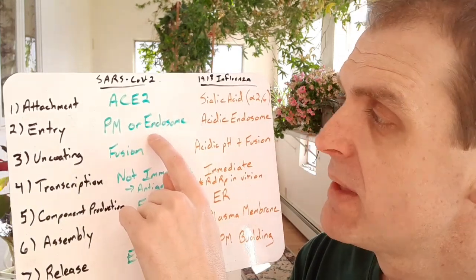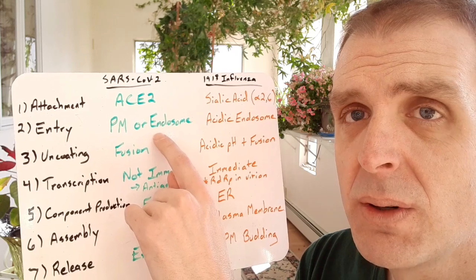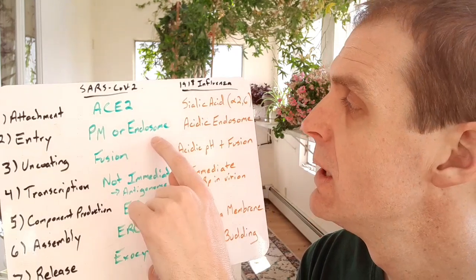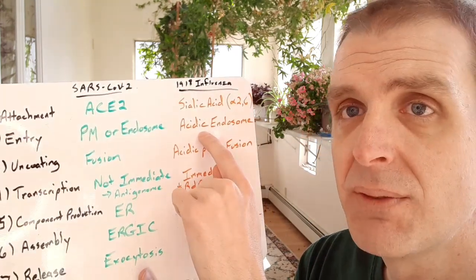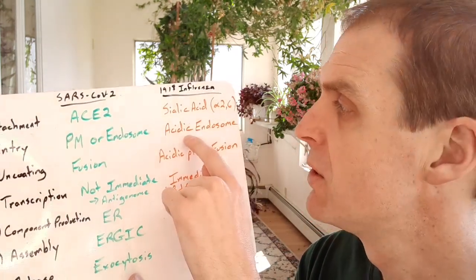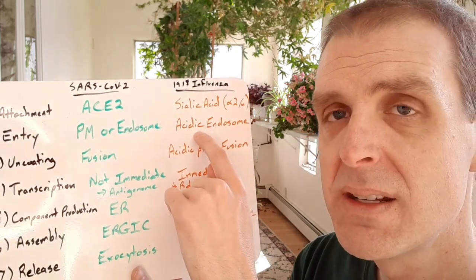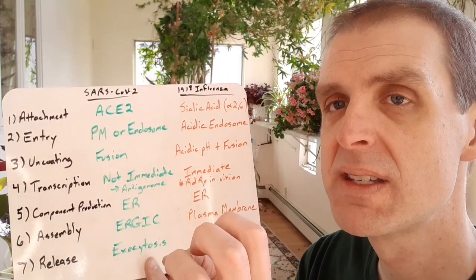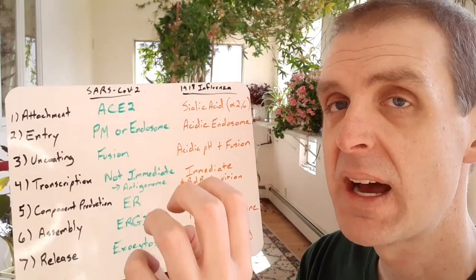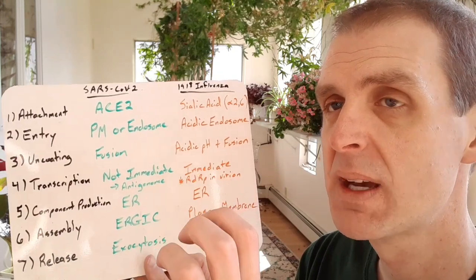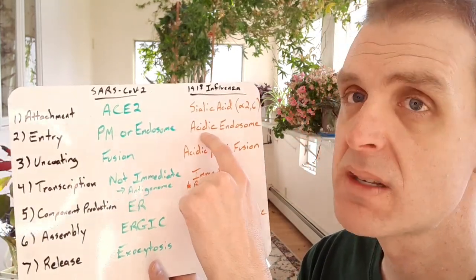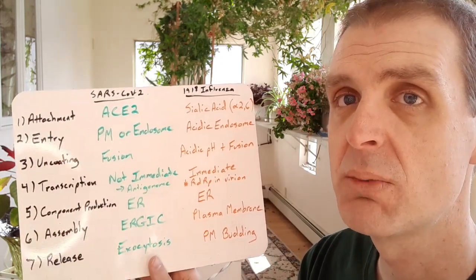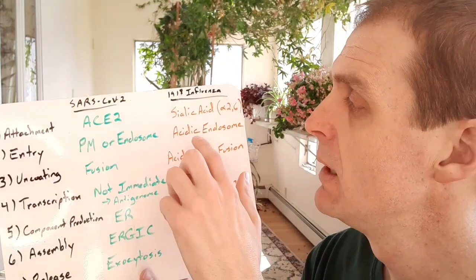Next, entry. The entry of SARS-CoV-2 could be at the plasma membrane, which is the surface of the cell, or it could be within endosomes. And in the influenza, it's acidified endosomes. Okay, so when a cell basically takes up the virus and the virus starts to enter into the cell, it's within a vacuole. That vacuole becomes more acidic, and as it becomes more acidic, certain proteins on the surface of influenza will then fuse with the endosome, and the virus genome can get into the cytoplasm of the cell.